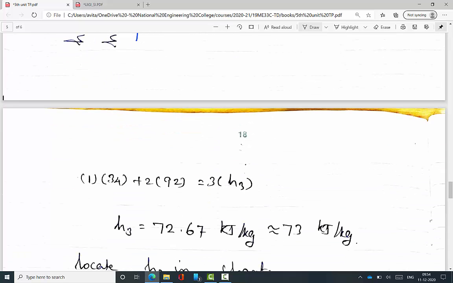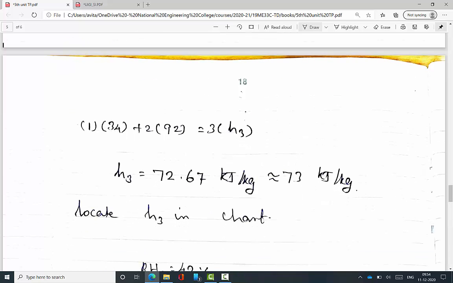Substitute the known values in that equation. One mass M1 34 plus 2 into 92 equal to 3 into H3. So from that equation, H3 equal to 72.67 kilojoule per kg. This is nearly equal to 73. Now we get the H3 value.